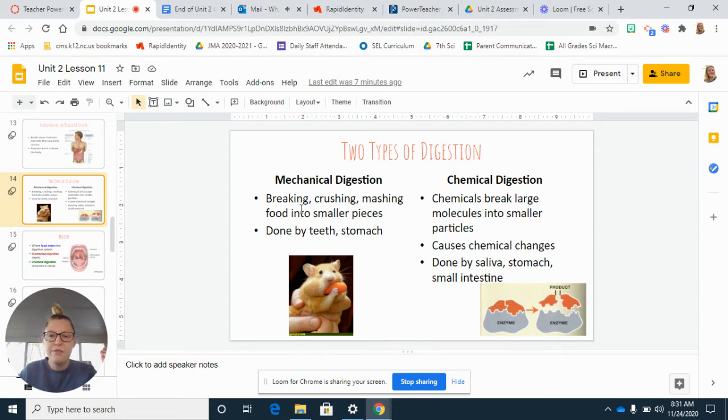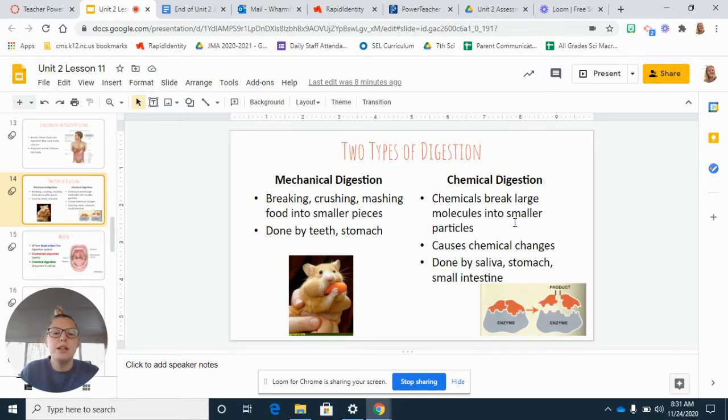So it's still food. It's just changing shape. It's done by the teeth, and there are different parts of the stomach. Then we have our chemical digestion, which actually uses a chemical process. So it's not going to be food anymore. It's changing the substance from one substance to a new substance. That is the difference between mechanical and chemical. In mechanical, it's still the same substance, and in chemical, you're getting a new substance being made.